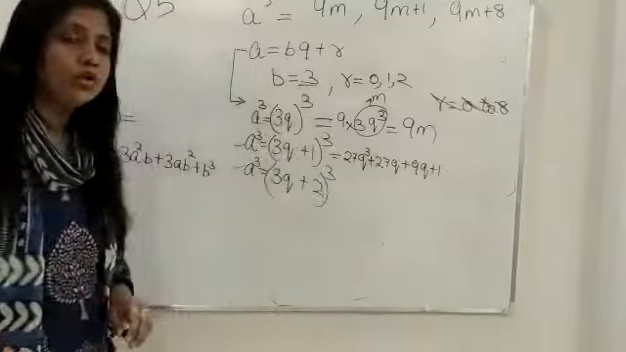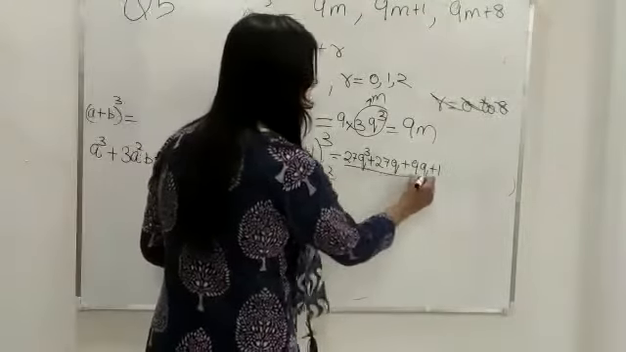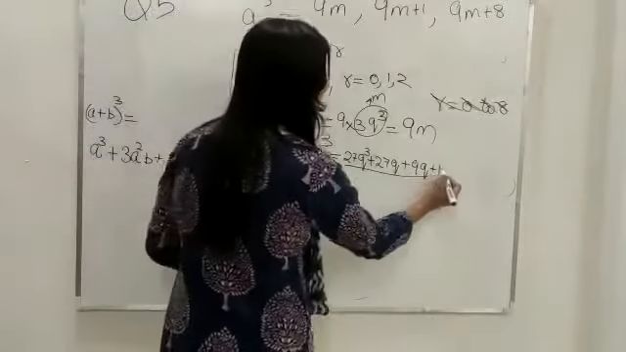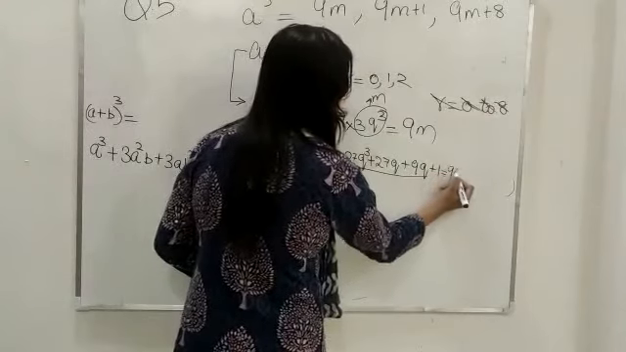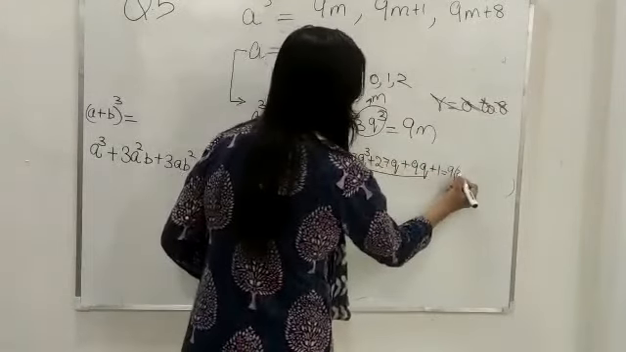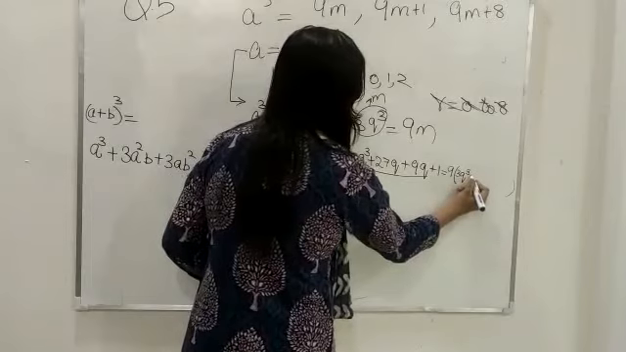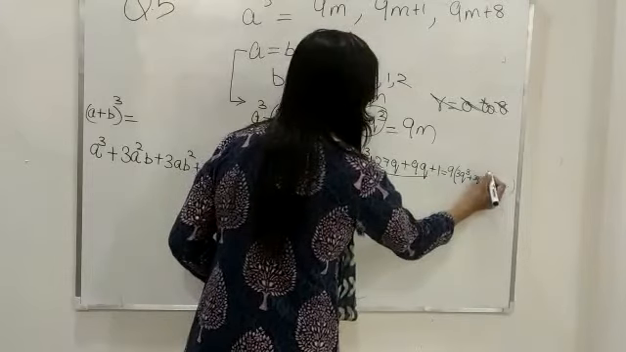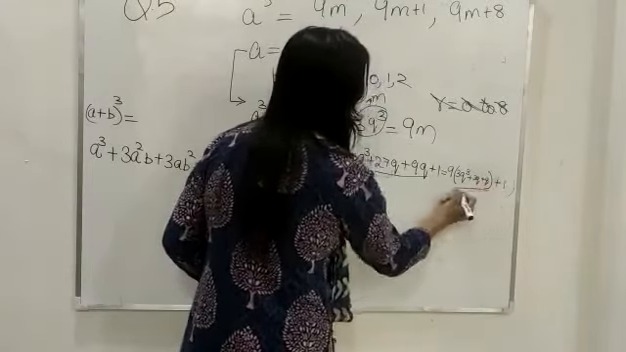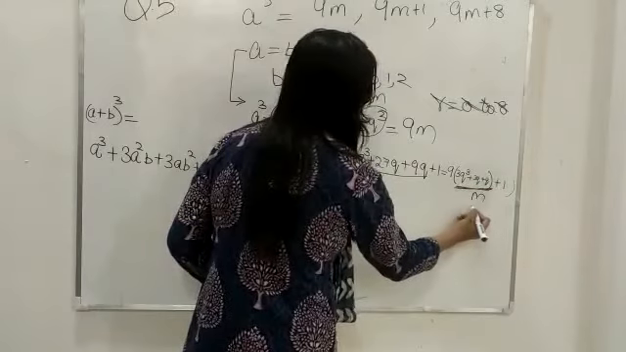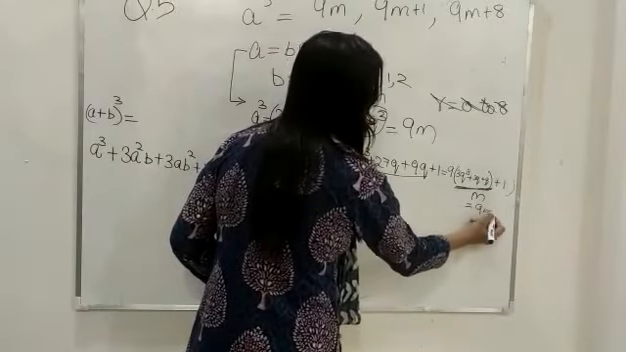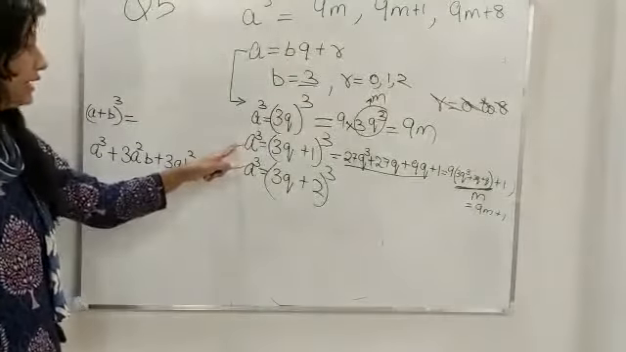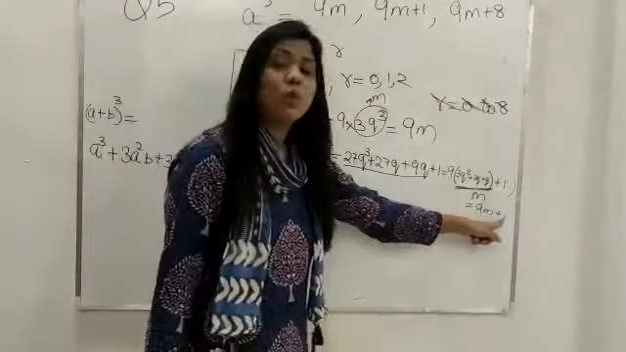So now you will take out 9 common from the first 3 terms. When you take out 9 common, you will get 3q cube plus 3q square plus q plus 1. So this you will assume as m. So what answer will you get? You will get 9m plus 1. So you can say the cube of any positive integer is 9m plus 1.